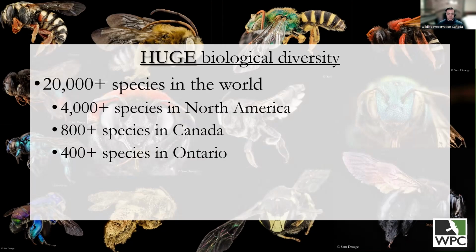There are more than 20,000 species in the world and more than 400 species of bees in Ontario alone. So a ton of different bees ranging in color, size, shape, speciality. Some might be more specialized in certain flowers or others. They differ in how and where they nest and things like that. But hundreds of species only in Ontario, 20,000 in the world.